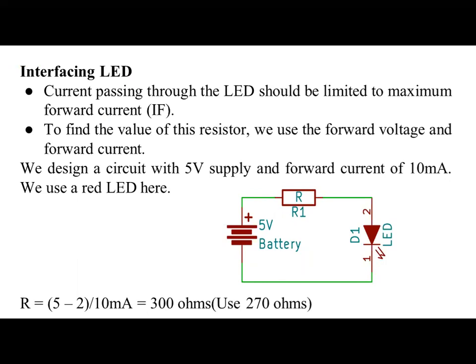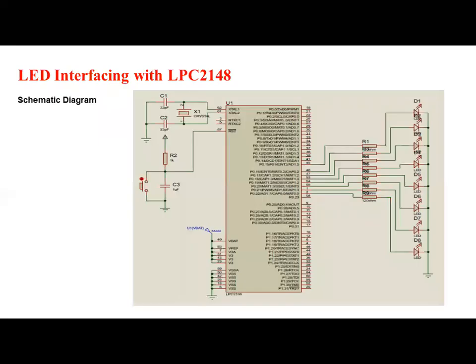Current passing through the LED should be limited to maximum forward current IF. To find the value of this resistor, we use the forward voltage and forward current. Now here we will design a current circuit with 5 volt supply and forward current of 10 milliampere. We can use here the red LED device as a component. Now we have to calculate the resistance. 5 minus 2 divided by the 10 milliampere is equal to 300 ohms. That's why we can use the 270 ohms.